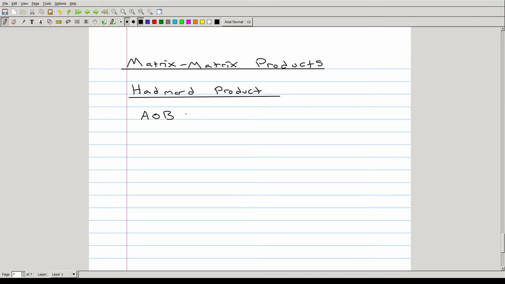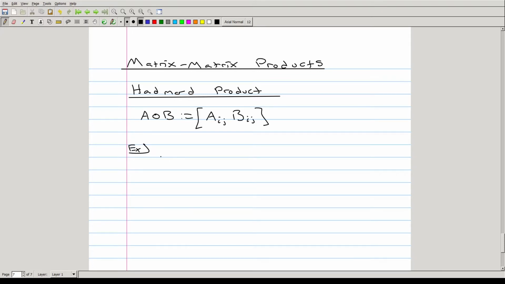And this is the matrix Aij times Bij. So the component-wise products of the entries of the matrices. And this is the definition here.